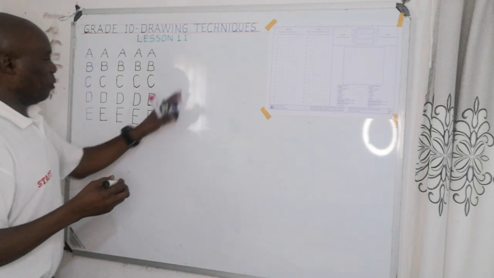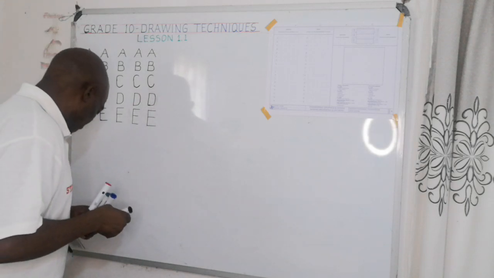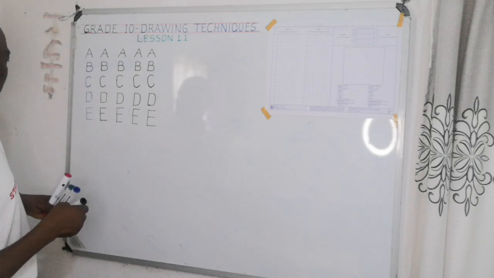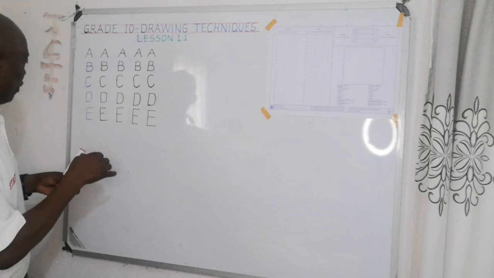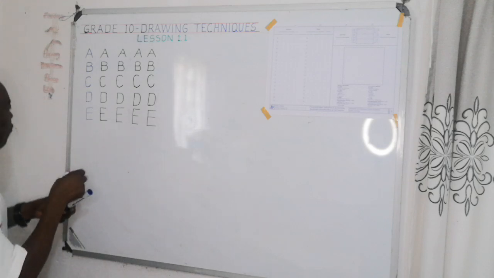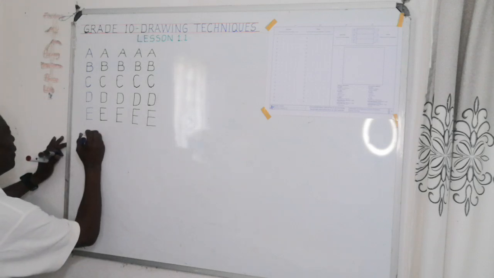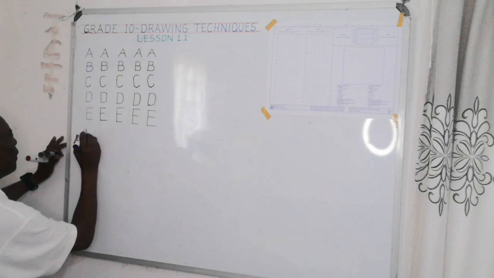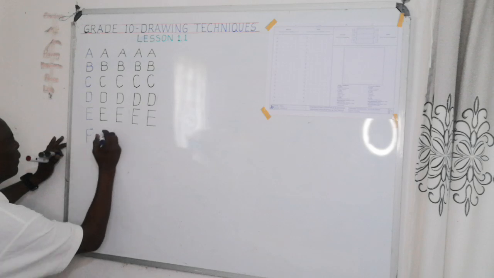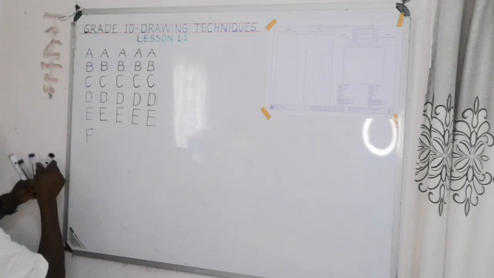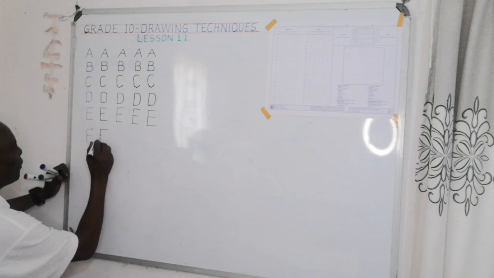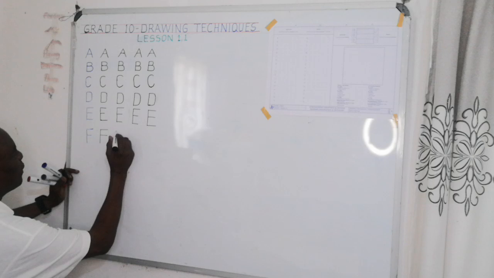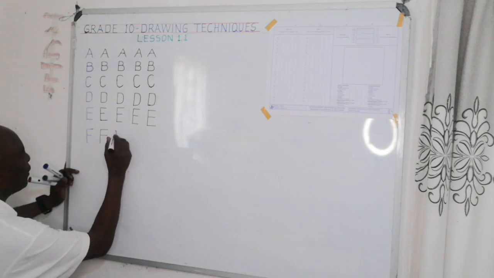Okay. The whiteboard is a bit slippery, so it won't be that perfect. But as you are using your pencil, it will be stiff, and then you will be able to draw very straight lines. And then F. Don't rush through as you print.